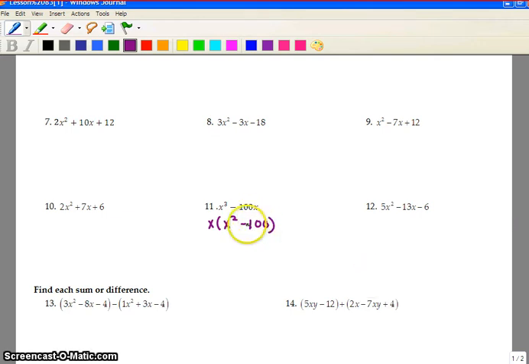Now I can go ahead and ask myself, is this a difference of two squares? Yes, it is. I have an x squared and I have 100. Both of those are perfect squares. The square root of an x squared is an x. The square root of 100 is 10. I need one with a minus and one with a plus. And can't forget about what I took out to begin with. That's all there is to a difference of two squares.